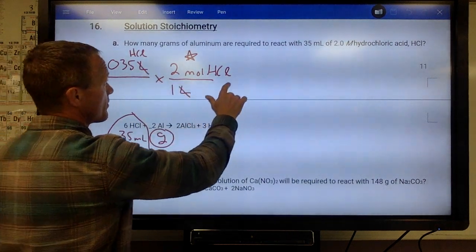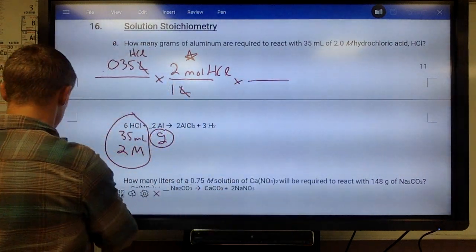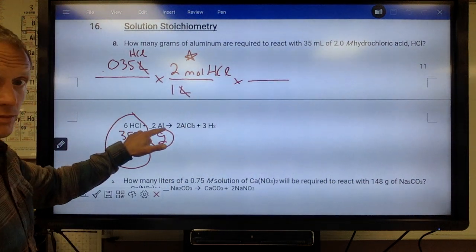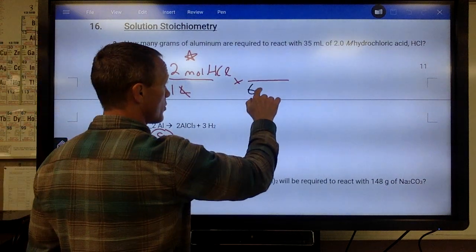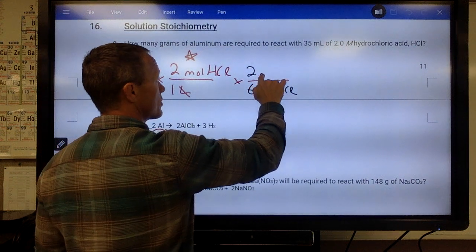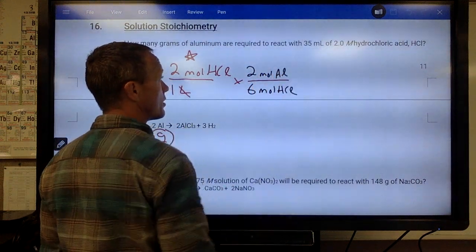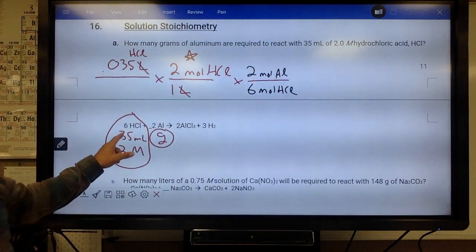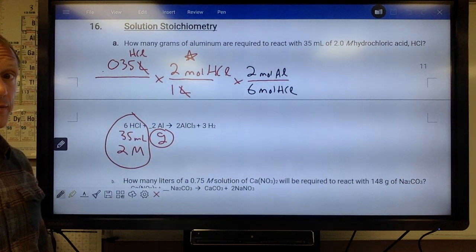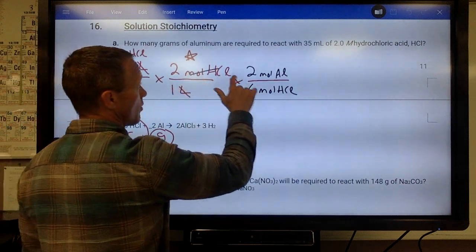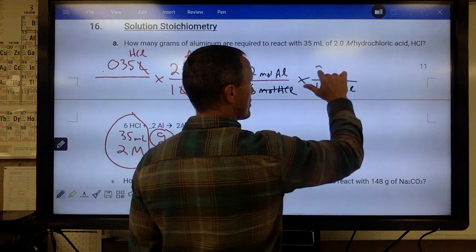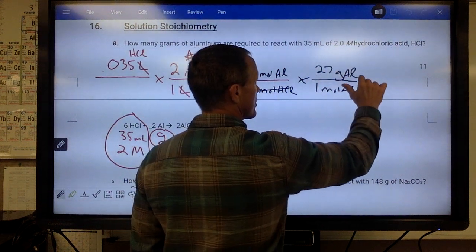That label cancels with that. We're at moles of HCl. So we need to do a ratio from HCl to aluminum, 6 to 2. For every 6 moles of HCl, there are 2 moles of aluminum. If it's asking for moles of aluminum, we'd be done. It wants grams of aluminum, so we just say that every 1 mole of aluminum weighs 27 grams.